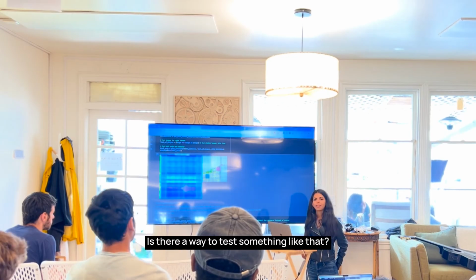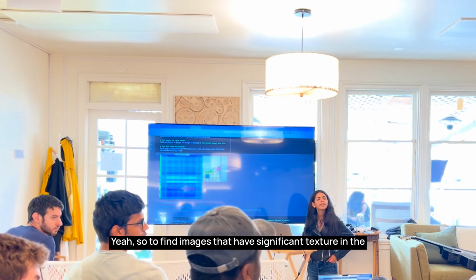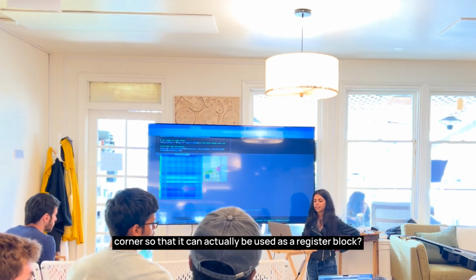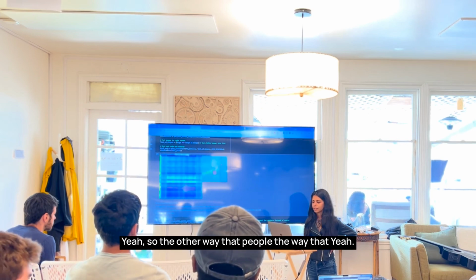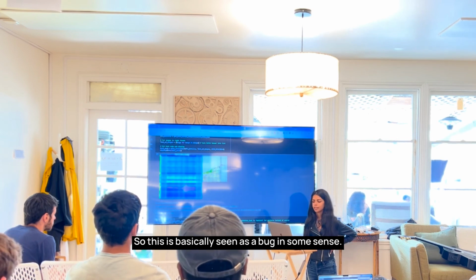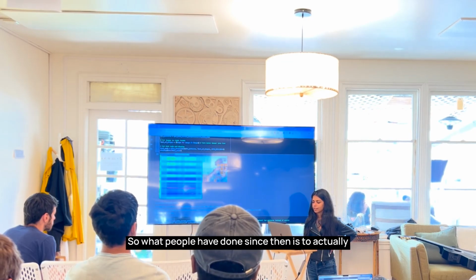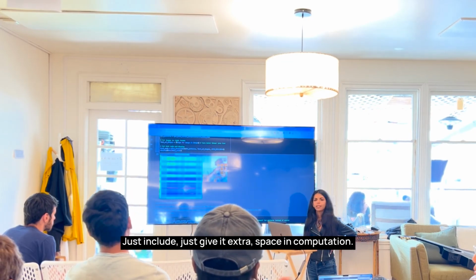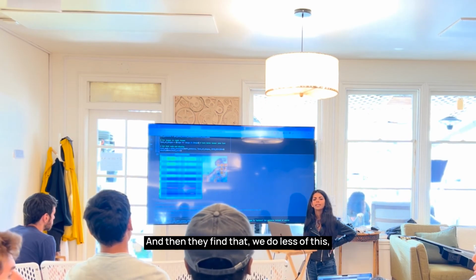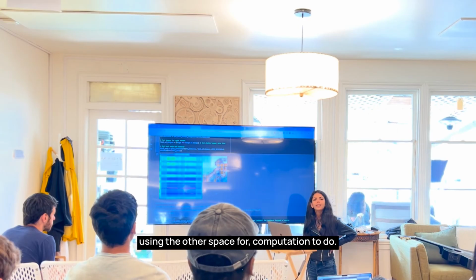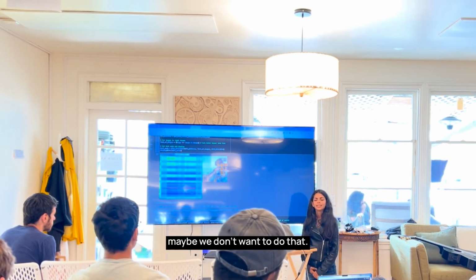Is there a way to test something like that? Yeah, try to find images that have significant texture in the corners so that they can actually be used as a register block. The other way is that this is basically seen as a goal in some sense. So what people have done since then is to give it extra space in computation, and then they find that the model does less of this, using the other space for the computation it needs to do. But to test that, you need to train a whole new model. I mean, we don't really do that.